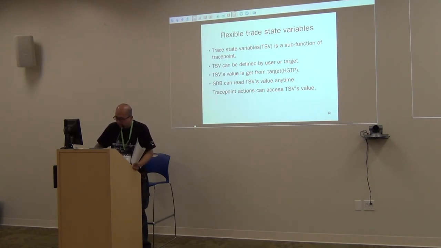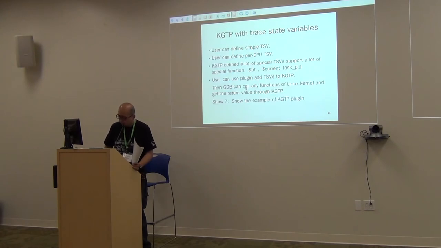The next is flexible trace state variables, TSV. It's a sub-function of tracepoints, a very interesting function. This page is about how GDB supports it. It can be defined by the user or the target, and its value is gotten from the target. Currently the target we use is KGTP, and GDB can read the TSV's value anytime, and the tracepoint action can access the TSV's value.